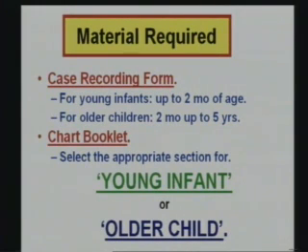We have the case recording forms for young infants up to 2 months of age, and then for older children, 2 months up to 5 years. So there are separate recording forms, and these describe the whole process. You have to simply assess, classify and treat the child according to the inventory of items given in these recording forms. Then we have the chart book, which is like a Bible for pediatrics, and it should always be with you when you go to the hospital to practice IMCI. We select the appropriate section, whether for the young infant or the older child, and the chart book will help you.